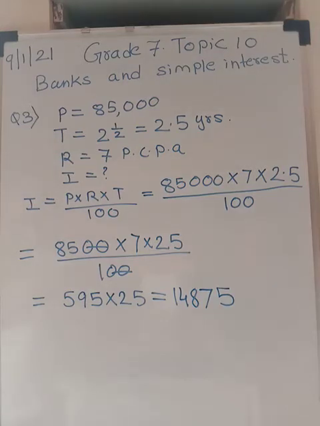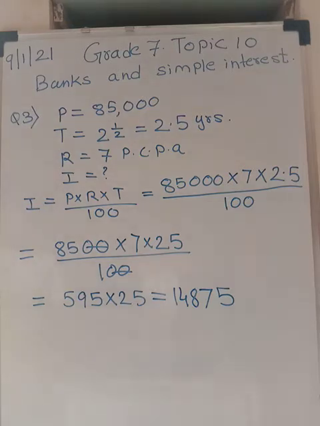Good morning, grade 7. Let's see question 3 from problem set 40 from topic 10. Now it is related to simple interest. Let me read the question for you first. The question says that Shrikant deposited 85,000 rupees for 2.5 years at 7 percent per annum in a savings bank account. What is the total interest he received at the end of the period?